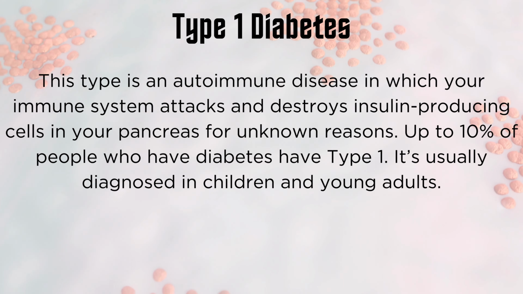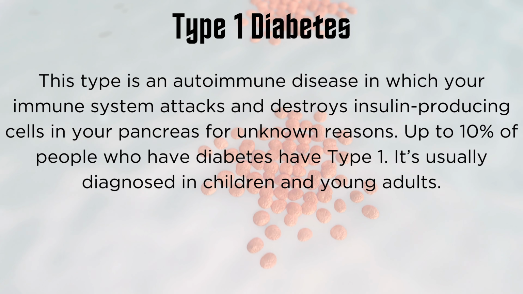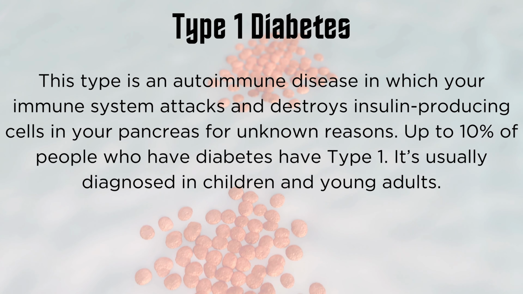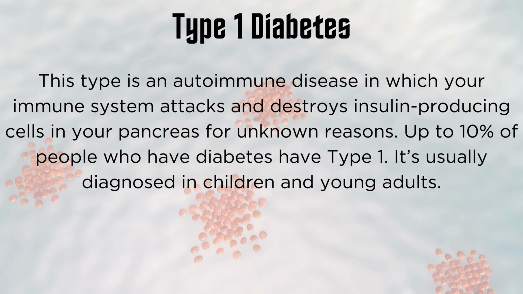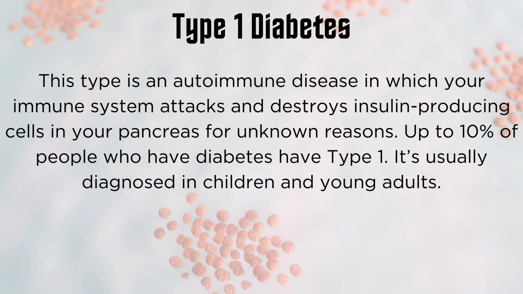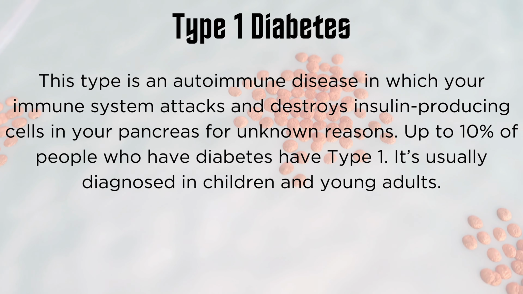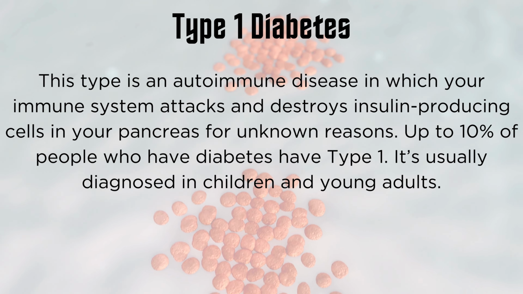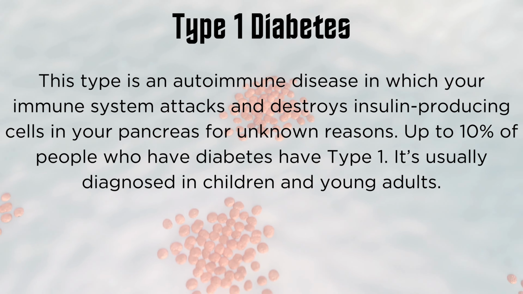Now I explain all types of diabetes, first of all type 1 diabetes. This type is an autoimmune disease in which your immune system attacks and destroys insulin-producing cells in your pancreas for unknown reasons. Up to 10% of people who have diabetes have type 1. It's usually diagnosed in children and young adults.